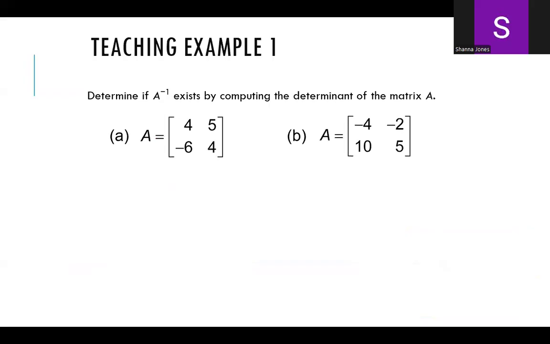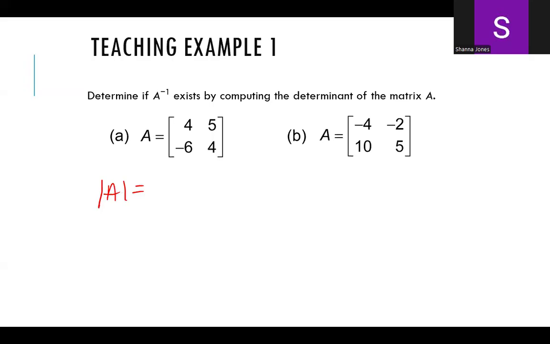All right. So up first here, we have matrix A, the first matrix A, and we want to find its determinant. And then based on the determinant, decide if it has an inverse or not. So we're looking for the determinant of A. When I'm looking for the determinant of A, that means I am simply doing what?